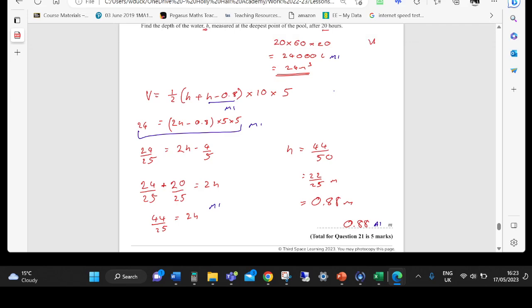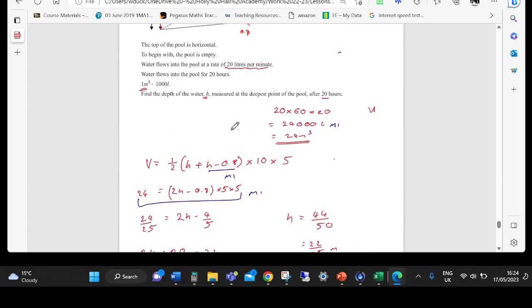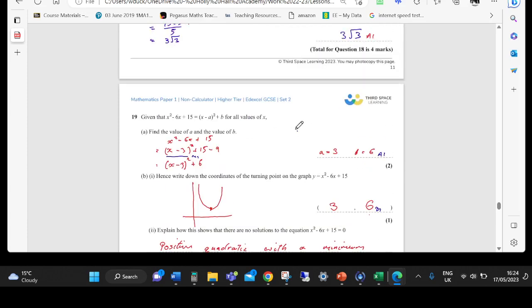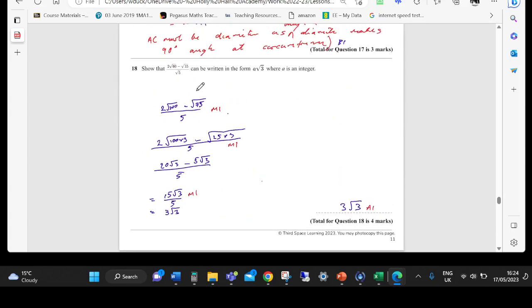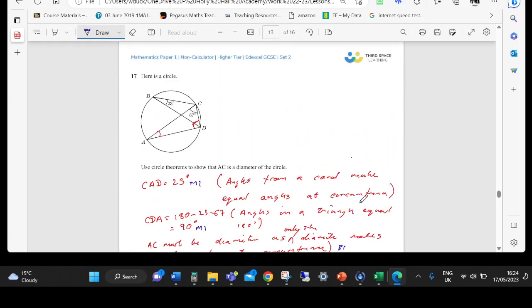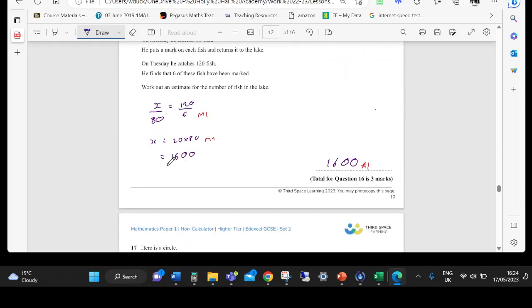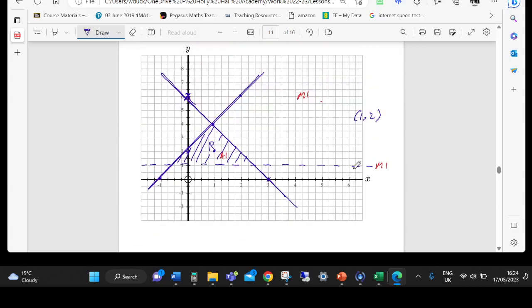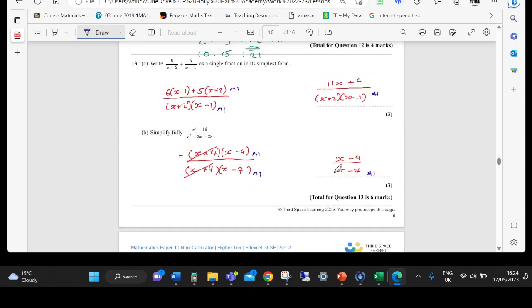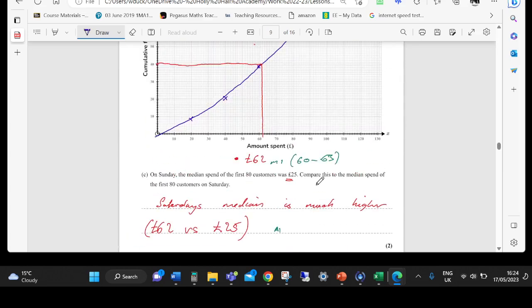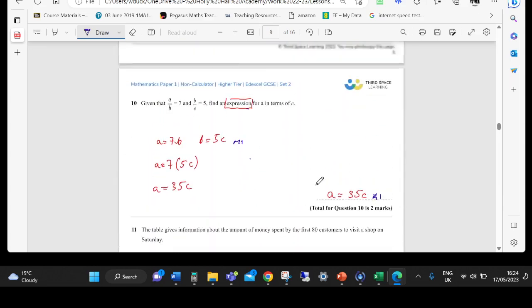Pretty decent paper. I think in terms of a predicted paper, there are definitely some topics that I predict are going to be on. I think there'll be a functions question. Not sure about that. I do think that there'll be a simplifying surds and rationalising the denominator combined question. I think a fair bet that there'll be a circle formula question on there. I do think there'll be a capture recapture, hit or miss with this one. I do think there'll be a simplifying algebraic fractions question. That's a good bet. Yeah, I think this is a pretty decent paper.